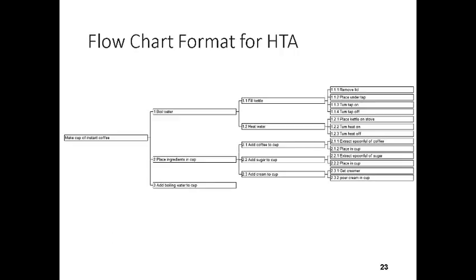This here's a flowchart format for HTA. So on the far left, here we have the overall goal, make a cup of instant coffee. And then we have our sub goals to the right of that, and then from them branch the subcomponents. Notice that here they're still numbered. Numbering is going to be very key no matter what format you choose to display your hierarchical task analysis.